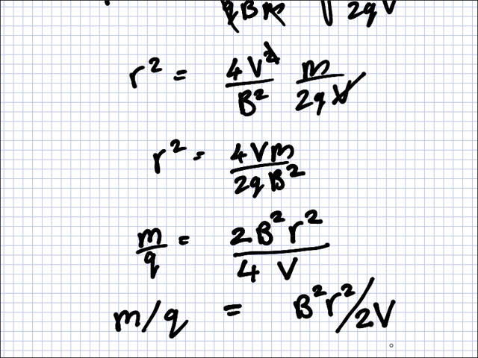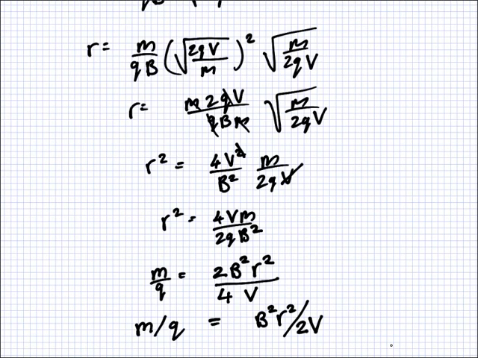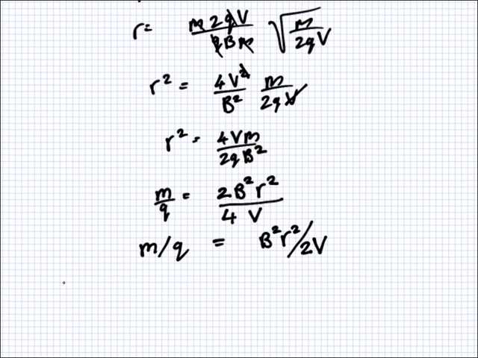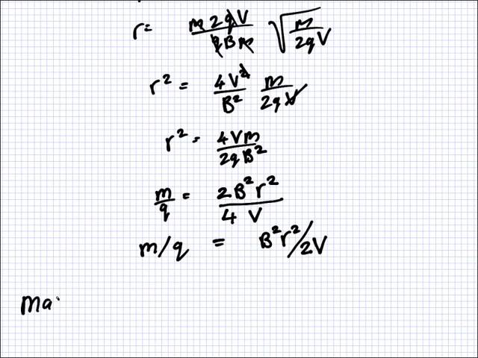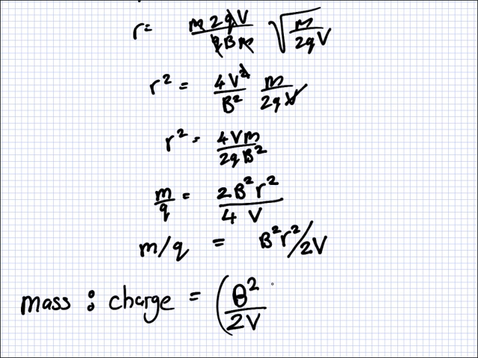Finish that one. Now, why bother doing all of this? Well, one thing about the mass spectrometer is that you want to work out the mass to charge ratio. Yeah? So, mass to charge ratio equals B squared over 2V times R squared.